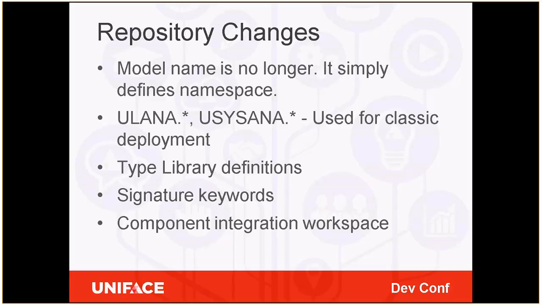A couple of other things were retired as well. Type library definitions, signature keywords. This is the other show of hands. How many people ever entered a signature keyword, or know what it was? Results at 0. As well as the component integration workspace. So those are some changes that we made simply because they were no longer necessary.